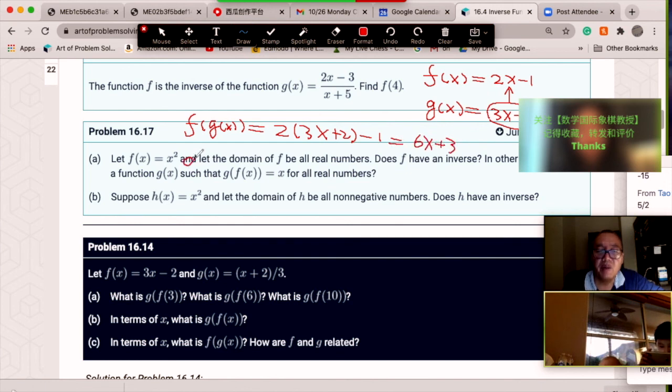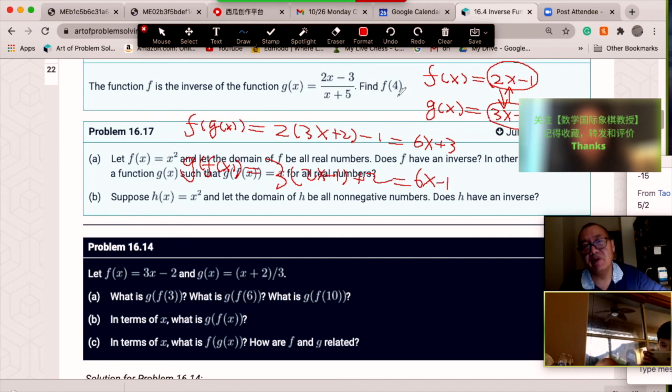But if you combine f with g the other way, that means f(x) is the variable of g(x), so you do this. You use this one to replace this x. So you do 3 times (2x minus 1), then plus 2. So you get 6x minus 1.